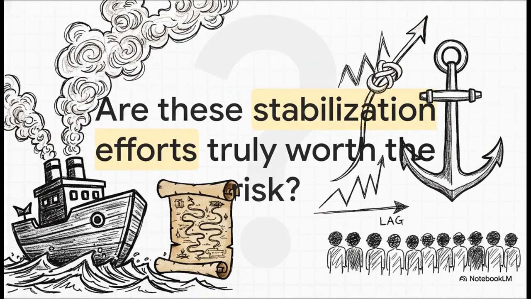Which leaves us with a truly vital question to ponder as we wrap up. We've seen the government's toolkit. We understand how they try to steer aggregate demand, the mathematical hope of the fiscal multiplier, and of course, the terrifying reality of decision-making lags and expanding national debt. So given that the government is essentially steering a massive ship with delayed steering and outdated math, and considering the risk of burdening future generations with debt, are these stabilization efforts truly worth the risk? Or does the intervention sometimes cause more turbulence than it actually prevents?